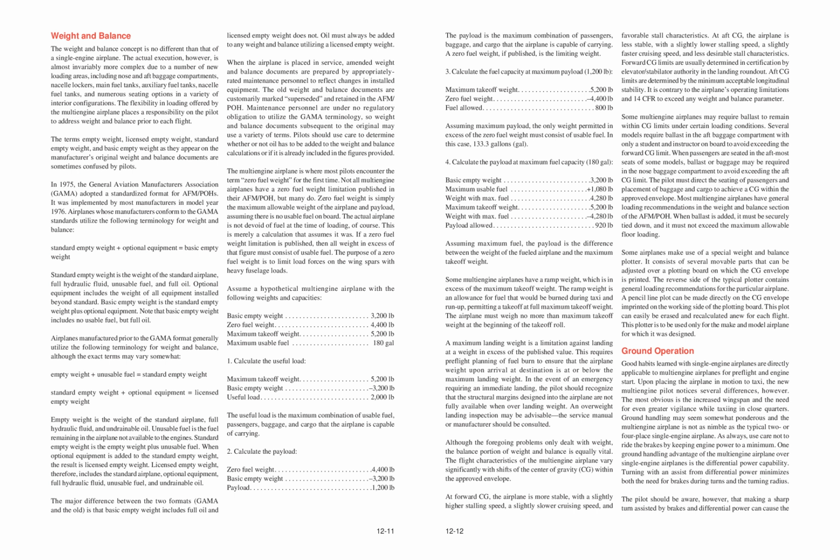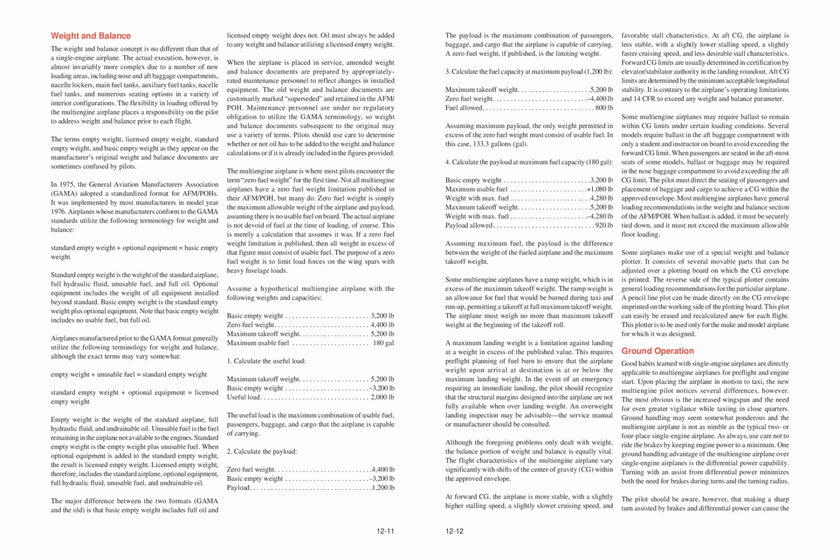4. Calculate the payload at maximum fuel capacity, 180 gallons. Basic empty weight, 3,200 pounds, plus maximum usable fuel, 1,080 pounds, equals weight with max fuel, 4,280 pounds. Maximum takeoff weight, 5,200 pounds, minus weight with max fuel, 4,280 pounds, equals payload allowed, 920 pounds. Assuming maximum fuel, the payload is the difference between the weight of the fueled airplane and the maximum takeoff weight.